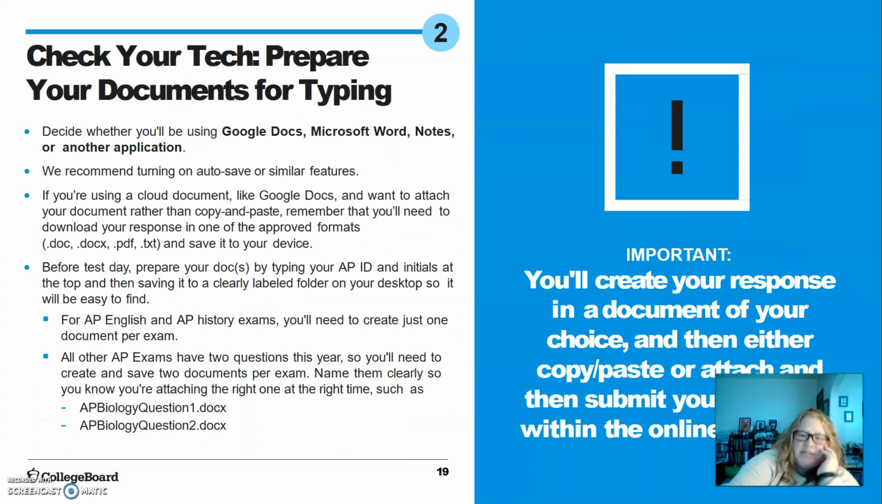Prepare your documents. So for this one, if you're gonna copy paste, open up a document and put your AP ID and your initials at the top, and then have that ready to go. If you're gonna save, go in and create those documents. If you're gonna handwrite, go in and handwrite your ID and your initials at the top.